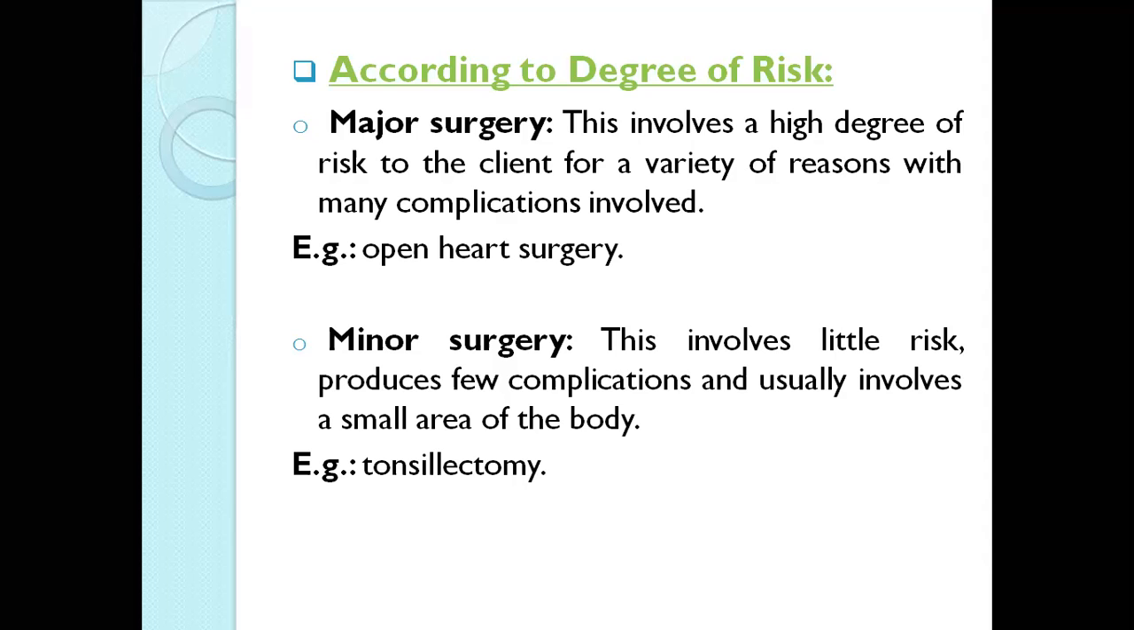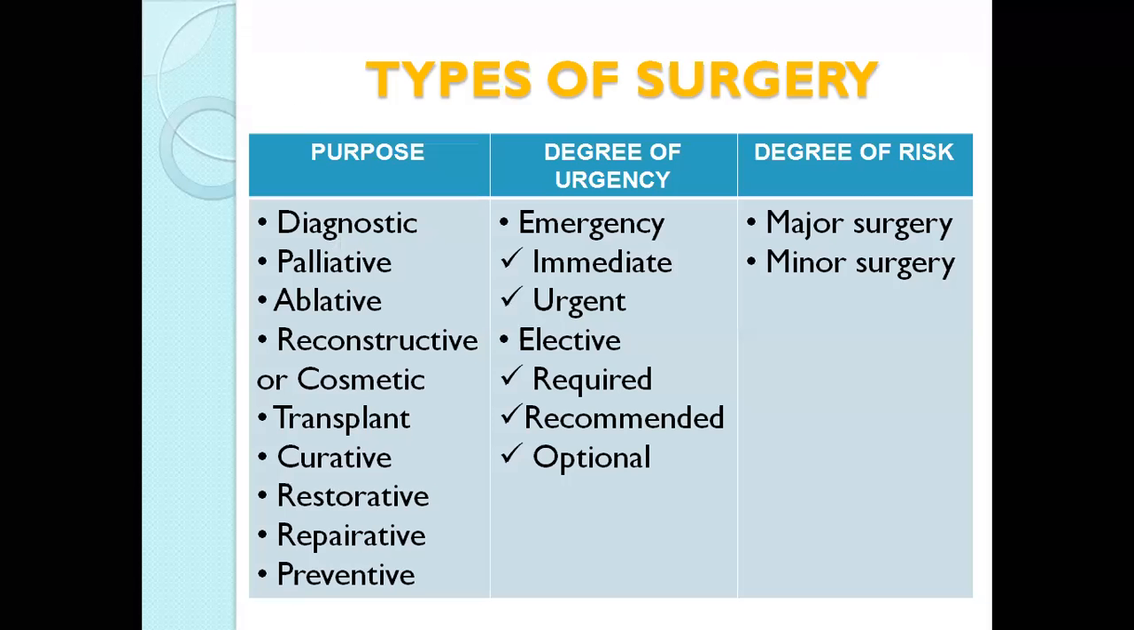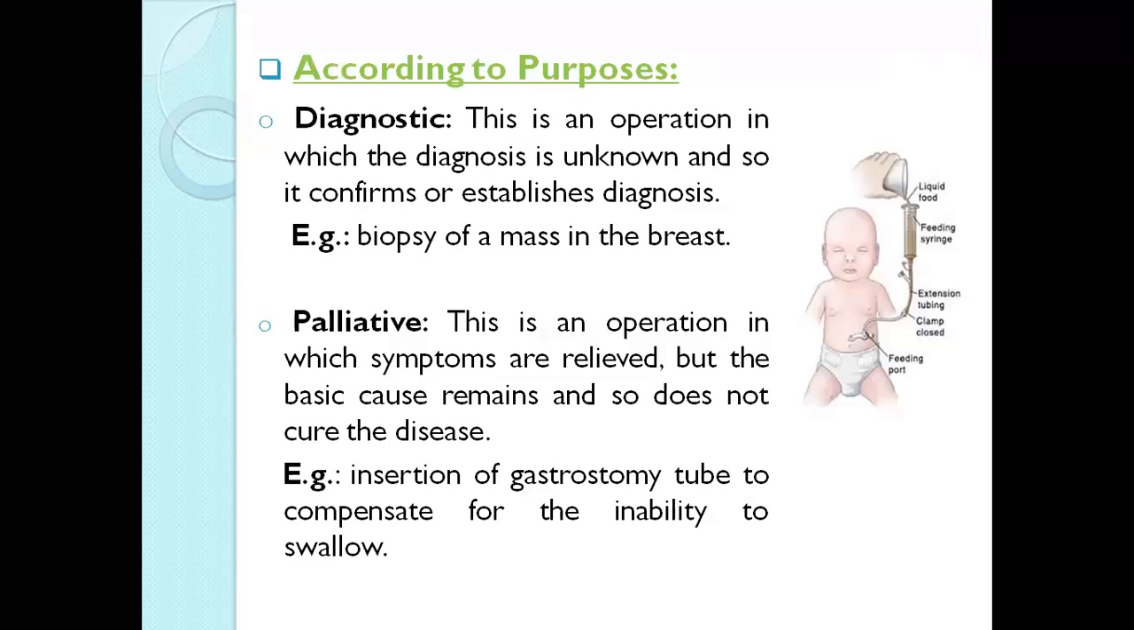A minor surgery is the type where even if you do it, it doesn't have any serious complications and there is nothing life threatening involved. For example, a tonsillectomy. It is usually done whenever the tonsils get enlarged or cause lots of pain, so they are removed. This is called a tonsillectomy. So these are the different types of surgery. We have discussed according to the purpose, according to the degree of urgency, and according to the degree of risk.